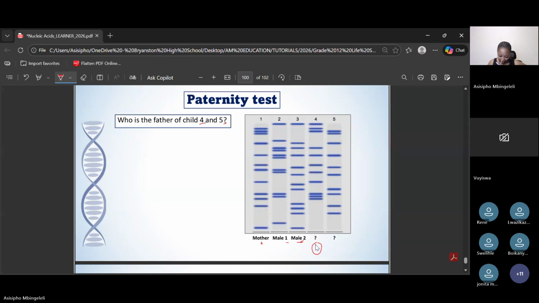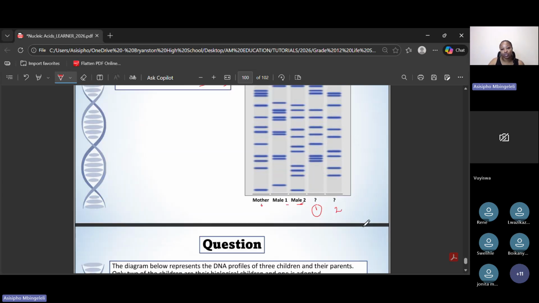I also didn't count fully. This one is confusing because you now have to go to the child, then the mother, then look at male 1 and 2, if you're not finding the bar on the mother. It's a bit confusing, but that should be male 1 and that should be male 2.